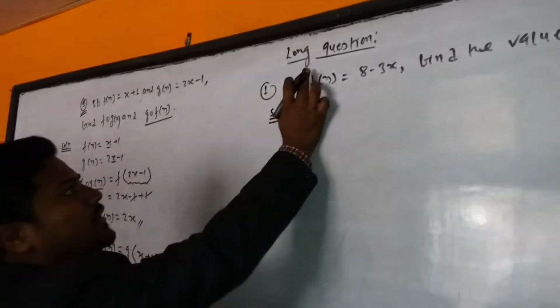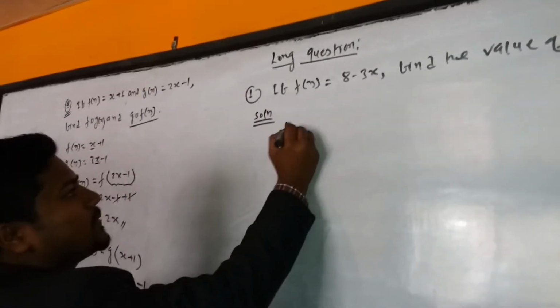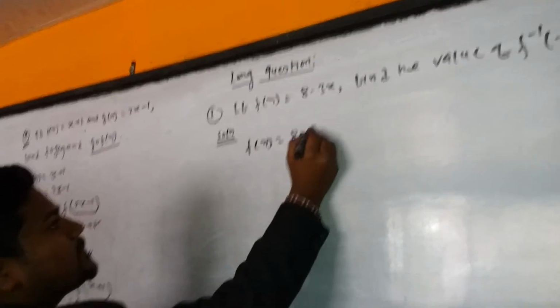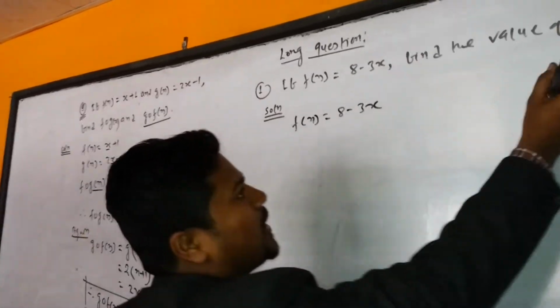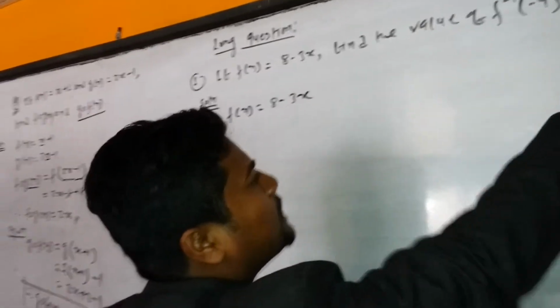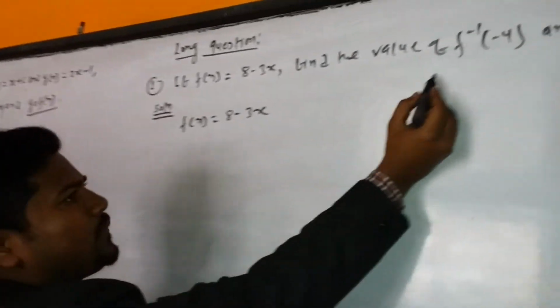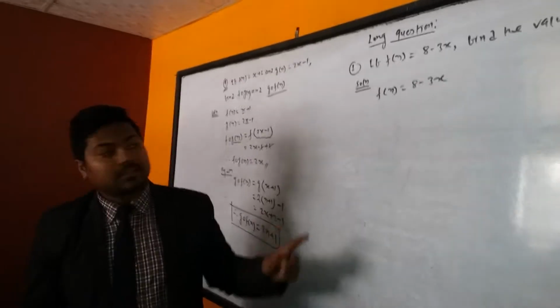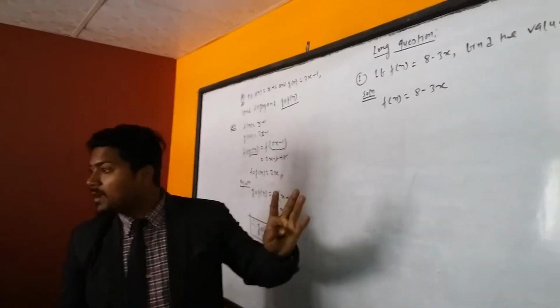Here the question number 1, a long question. If f(x) is equal to 8 minus 3x, find the value of f inverse of minus 4 and f f of 2. So first of all, how to find f inverse of minus 4? Before that, we have to find the inverse function. Then only we can find f inverse of minus 4.